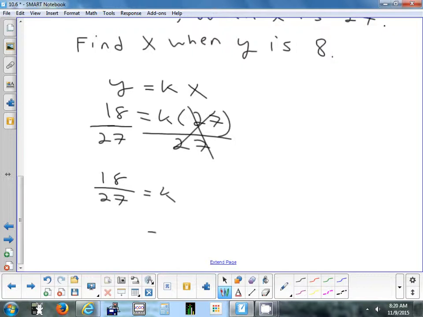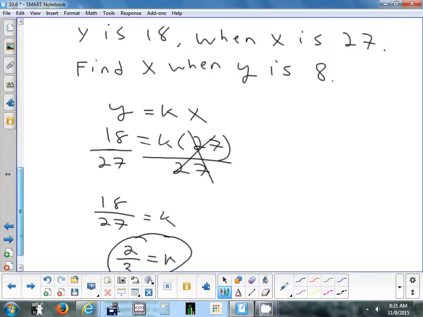What number goes into both 18 and 27? Yeah, Alex? 9. Good. 9 times 2 is 18. 9 times 3 is 27. Right, so k is 2/3. All right. Now, are we done, or is there anything else they asked me to do?